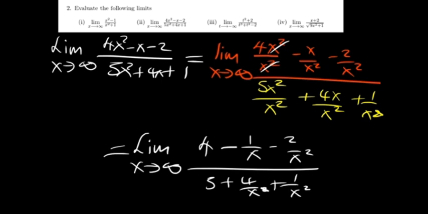So you understand that this is the point where we're going to distribute the limit now. Every part that has x in the denominator is going to be 0. And so at the end of it, we are going to have 4 over 5. I told you how to distribute in the previous example, so you can show that.